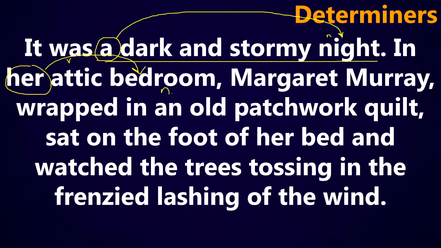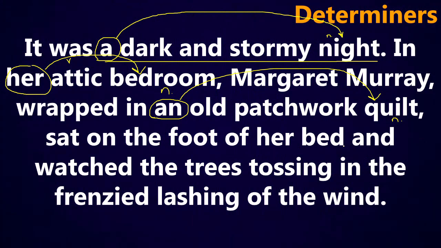Margaret Murray wrapped in an old patchwork quilt. So again, we said quilt was a noun. Patchwork was an adjective and old was an adjective. And if we move back, we see this word an. An is a determiner. It is identifying the quilt. Remember, a and an basically just mean one. So a dark and stormy night, it means it was one night, but not a specific night. An old patchwork quilt, it means that there was only one quilt, and it's not a specific quilt. It's not her quilt or his quilt or my quilt or your quilt. It's just a quilt.